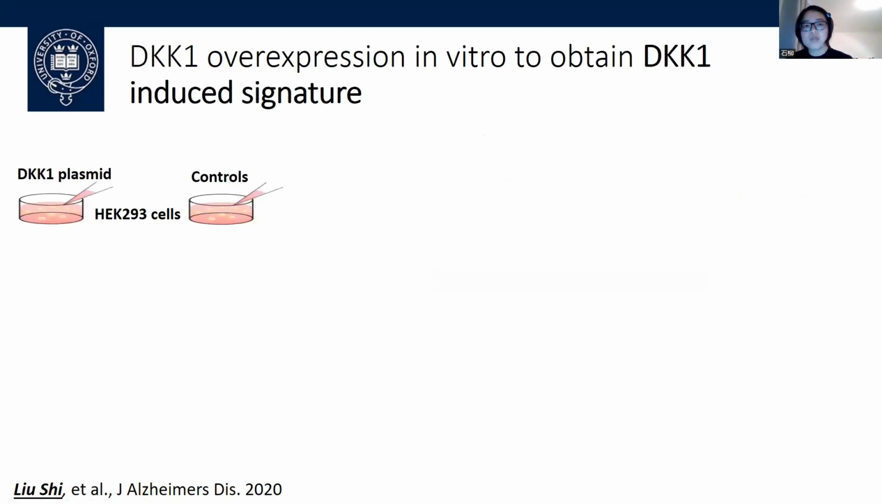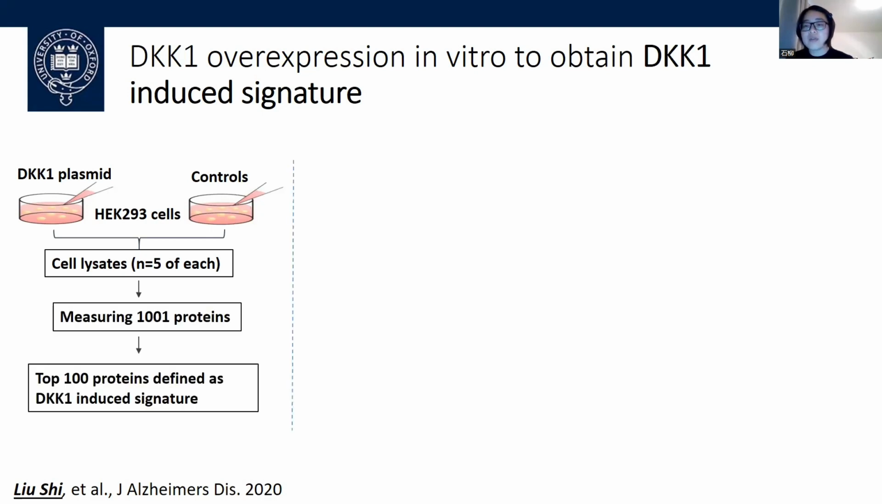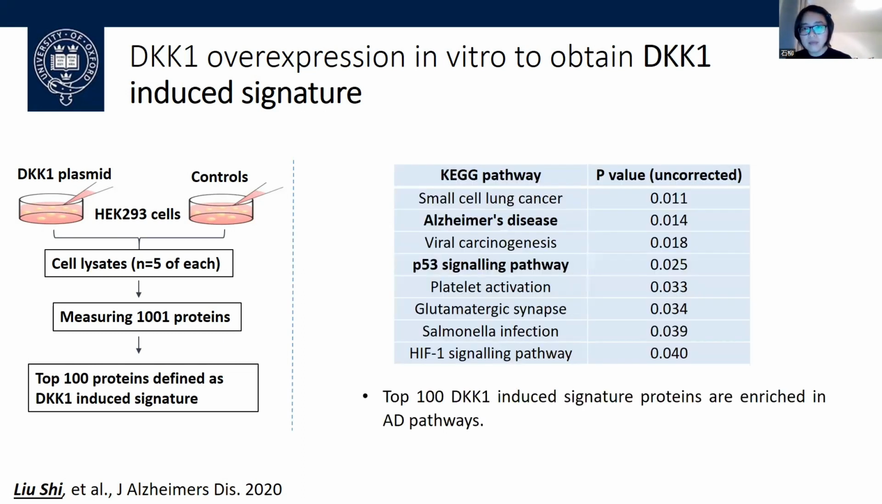So we first overexpressed DKK1 by adding DKK1 plasmid in HEK293 cells. We then collected the cell lysates and measured 1001 proteins in the cell lysates. We then used PLS regression and obtained the top 100 proteins representing the DKK1-induced signature. We further did KEGG pathway enrichment for these top 100 proteins, showing this table. And you can see that some pathways replicate the literature, such as Alzheimer's disease and PI3K signaling pathways, which were associated with Alzheimer's disease.